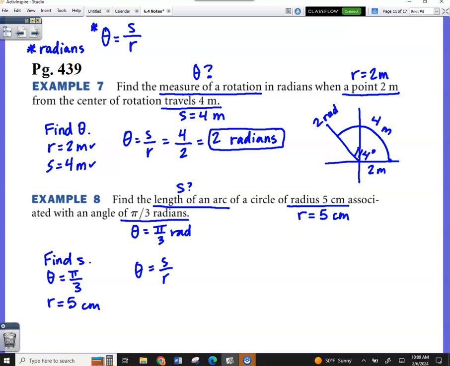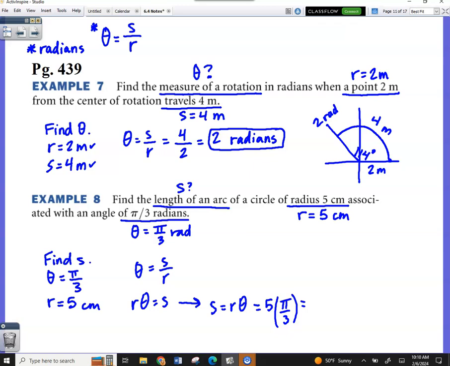I could cross multiply this R over, and I'd have R theta equals S. Now the one I'm trying to find is by itself, so now I'm just going to plug them in. I'm going to go with this one here. I'm going to draw an arrow because it's backwards. S equals R theta. You don't have to do that, that's just me. All right, what is R? R is 5. Theta is pi over 3. And we are looking for S, which is the length of the arc.